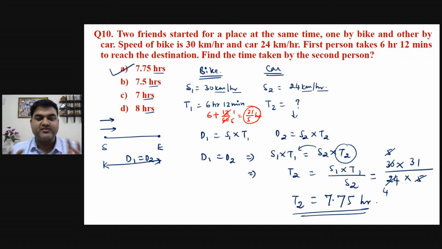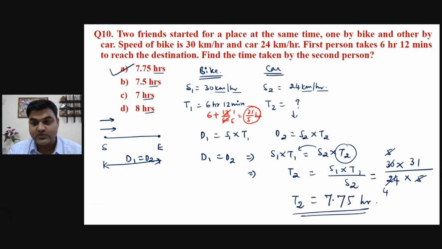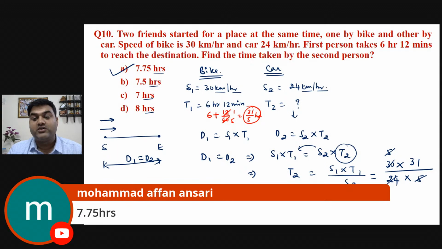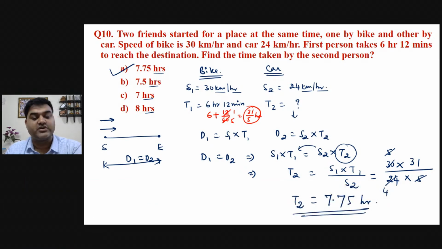Okay. The people who are getting a different answer, please look into where you are going wrong. Probably somewhere a calculation mistake is there. Otherwise, everything is fine. Okay. Very good. Okay, Afan Ansari has got it, Godwin has got it, wonderful. So hope everybody is going to get the answer having understood some.